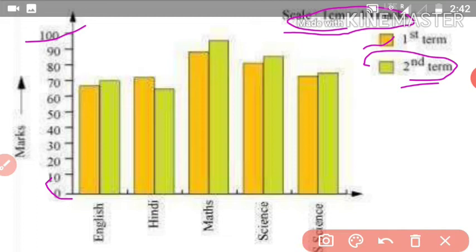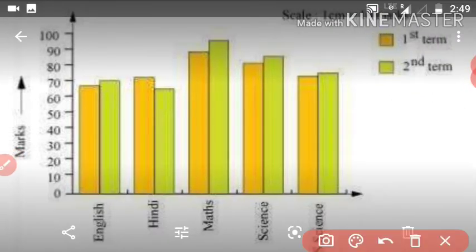Now for subject English, what is the score? For the first term, marks is 67, isn't it? So 67 means 65, 66, 67. So you have to count the graph and you have to make till here. Then for the second term 70. So 70 means exactly equal to this 70.